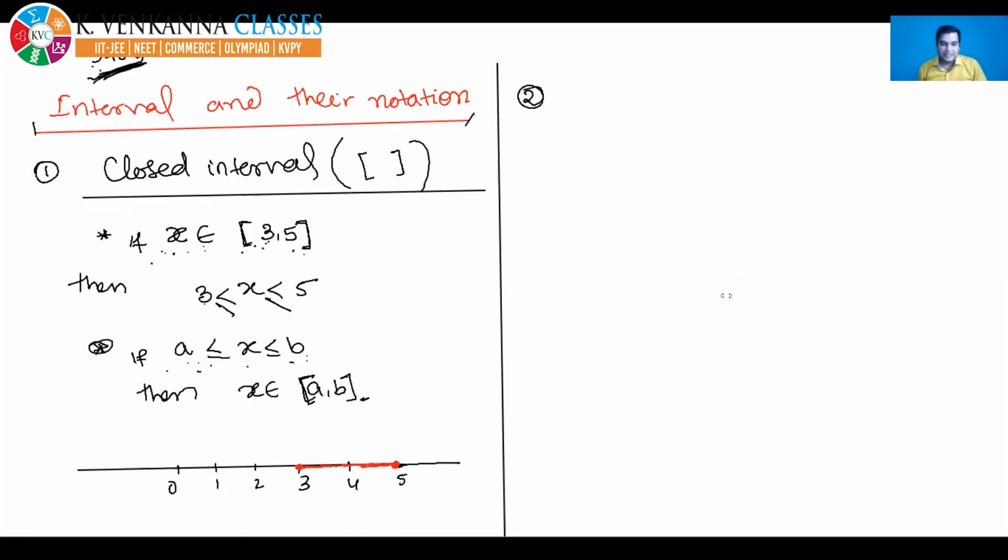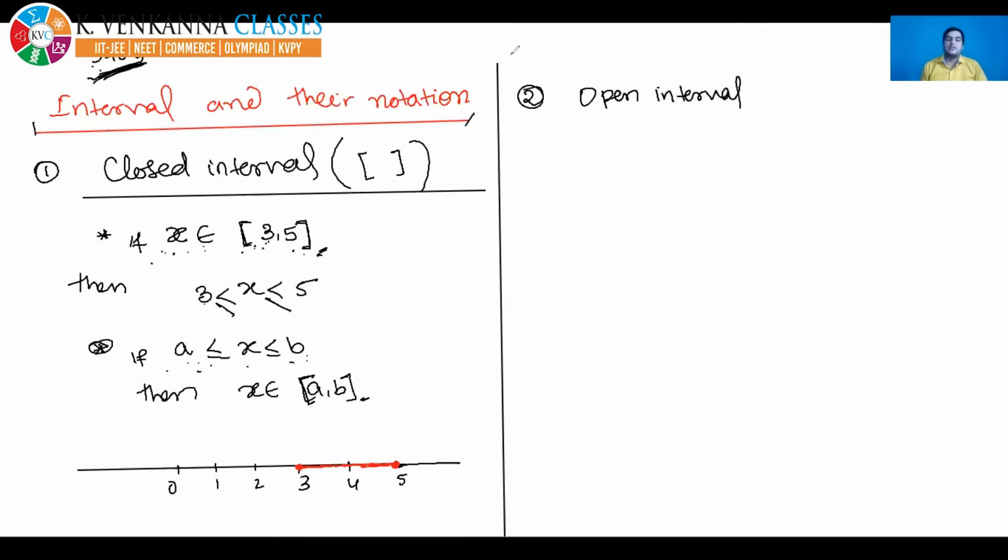One is asking, sir, x can be greater than 5? No, here in this interval, x cannot be greater than 5. Okay, why? Because here it is written 3 to 5, not greater than 5, between 3 to 5. Okay. Okay, nice. So I'm moving to the next interval, and the second interval is open interval.